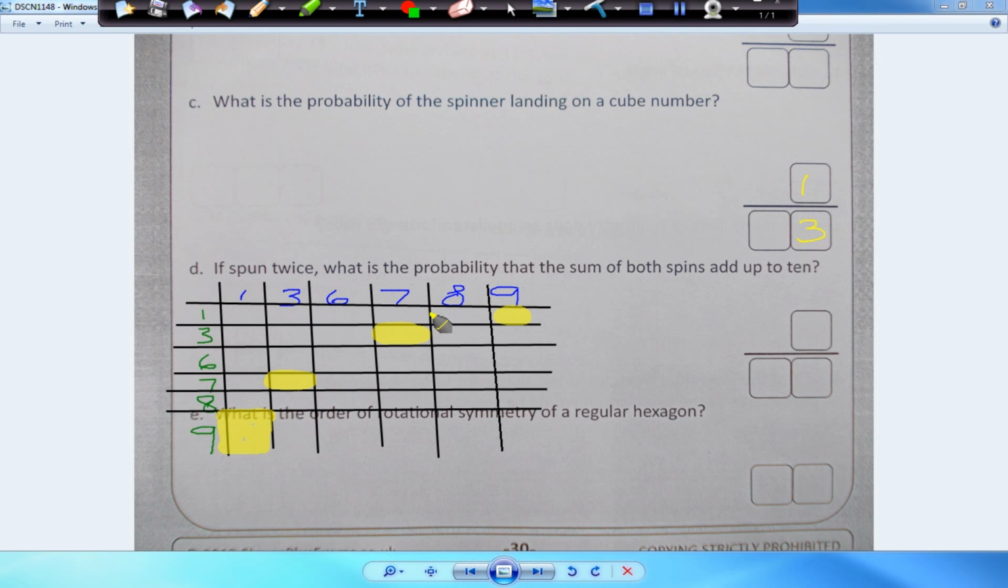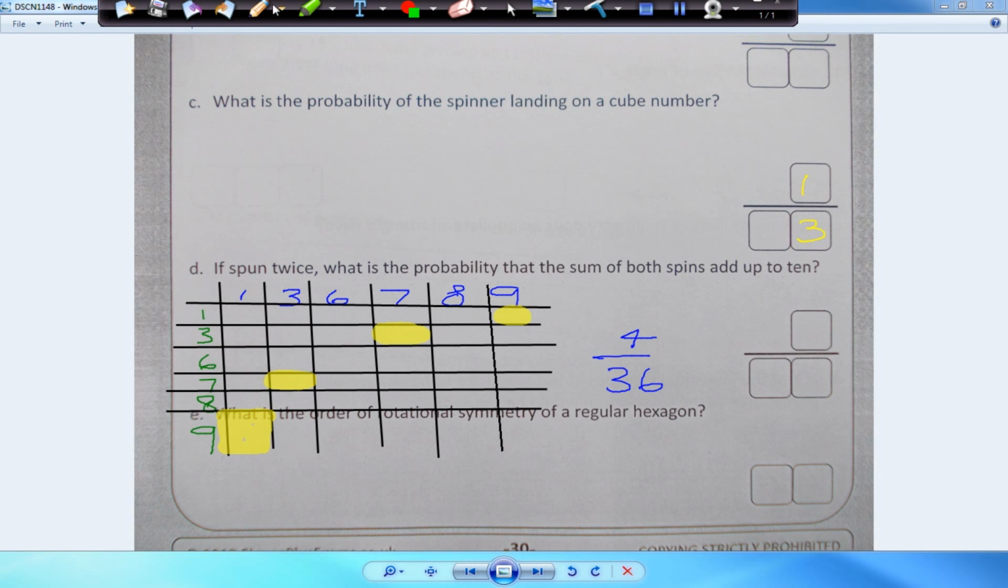So how many highlighted boxes do we have? 4. So we have 4 of them, out of how many? How many boxes do we have altogether? 1, 2, 3, 4, 5, 6. 6 times 6 is 36. We have 36 different combinations of numbers we can get. 36 possibilities we can get as totals.